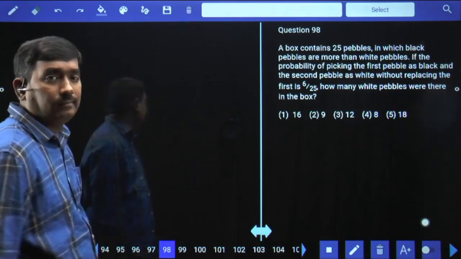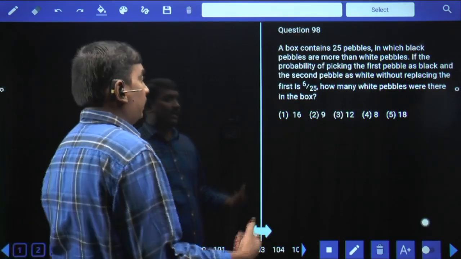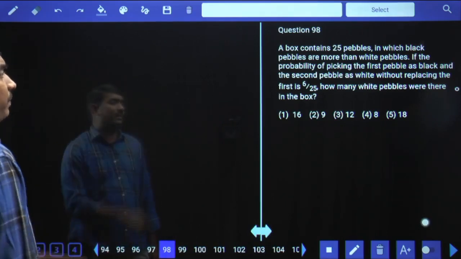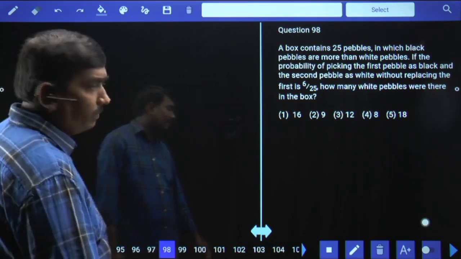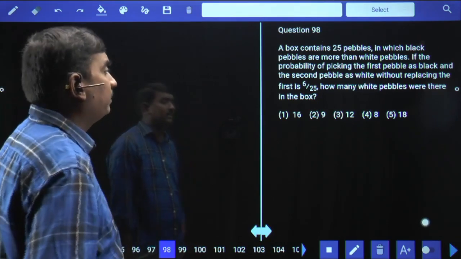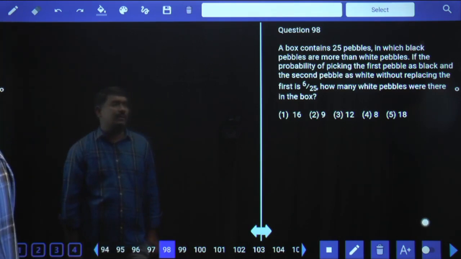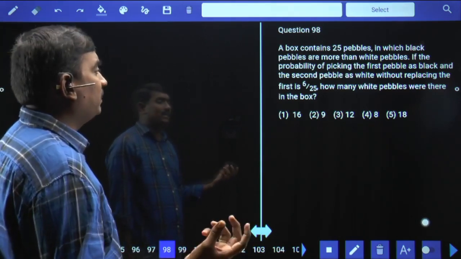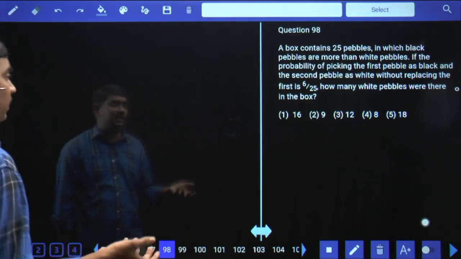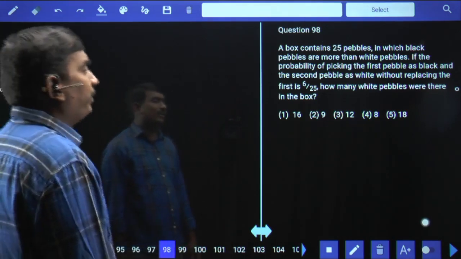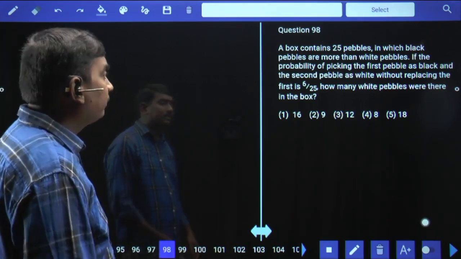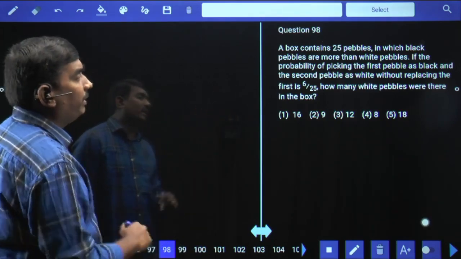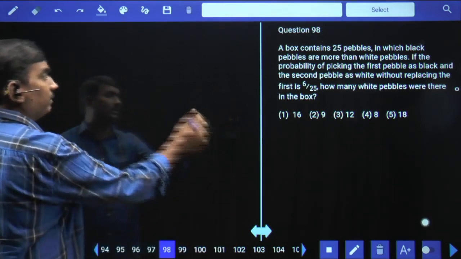Next. A box contains 25 pebbles in which black pebbles are more than the white pebbles. If the probability of picking the first pebble as black and the second pebble as white without replacing the first is 6 by 25, how many white pebbles were there in the box?